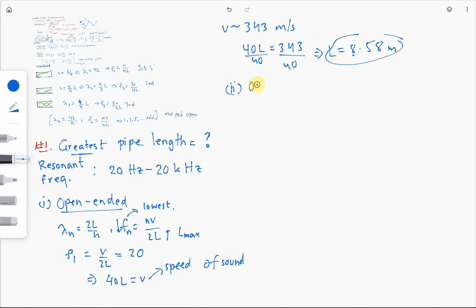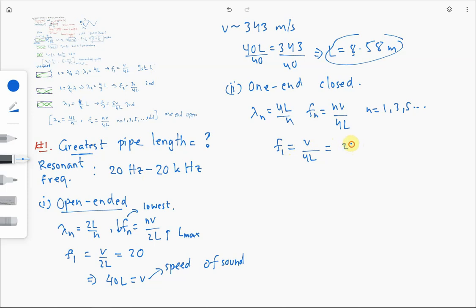What happens if we have one end closed? For one end closed, we have learned that our pattern is lambda n equal to 4L over n, and Fn is n times V over 4L, where n is selected from 1, 3, 5, and so on, because these are odd numbers. The same thing goes for the maximum length: we will have the minimum frequency. So the minimum frequency is F1 as well, V over 4L, and this is still equal, for the same pipe, to the first harmonic, fundamental or natural frequency, whatever you want to call it, which is 20 Hertz.